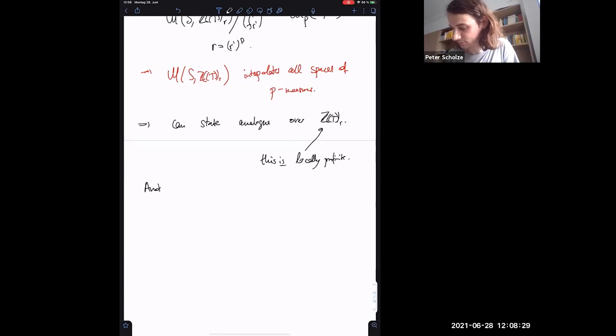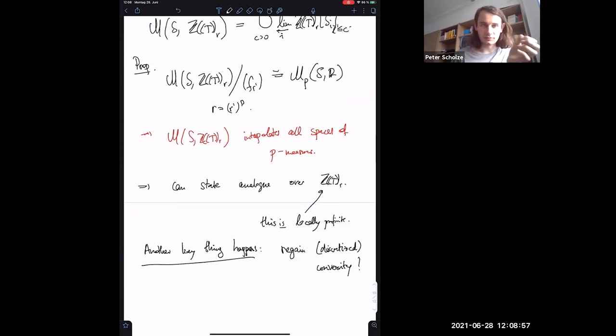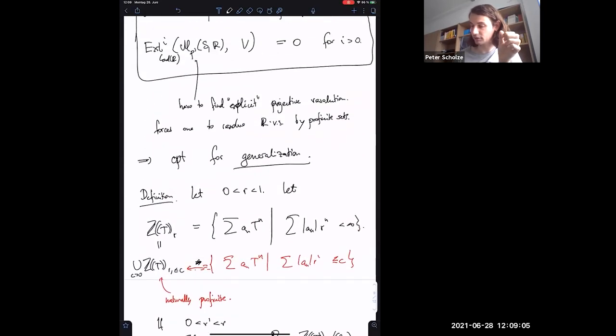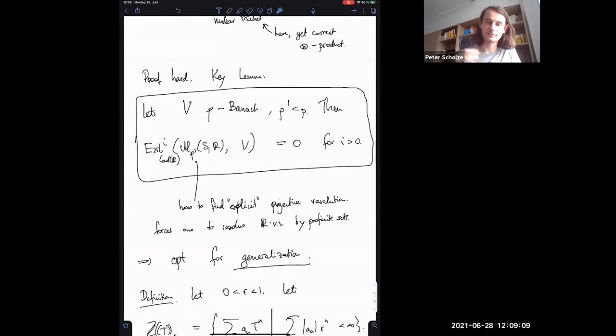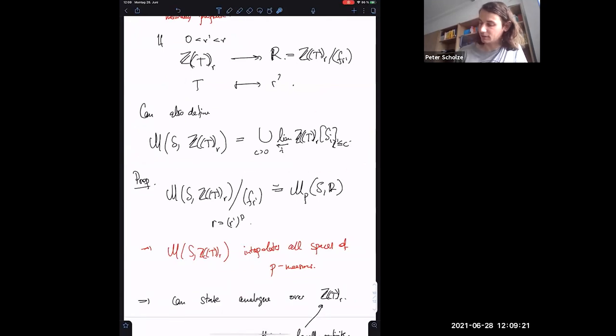And another key thing happens. We regain some discretized convexity. So recall that we had to prove this statement about these p-Banach spaces. So they are not locally convex. So both of these sides are somehow non-convex vector spaces. And this just means that many of the techniques that you would like to use don't really work. But after you go to this arithmetic Laurent series ring, then here you're really taking the L1 norm. So this is really behaving like something convex, except that it's somewhat discretized.